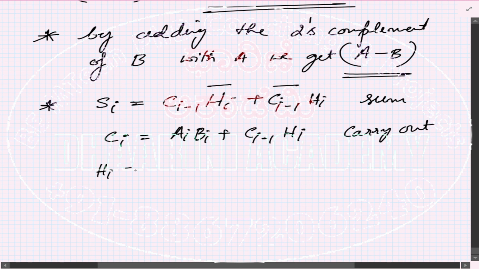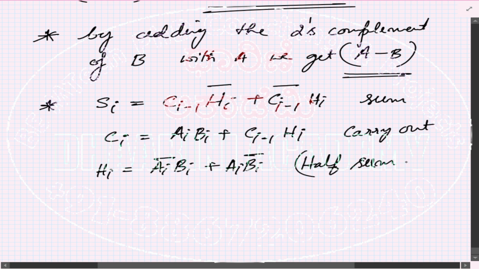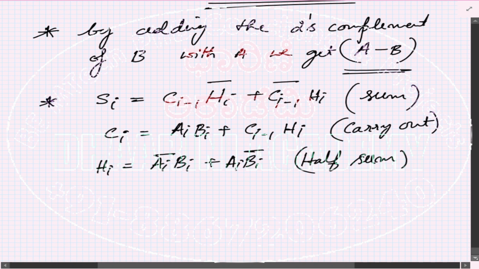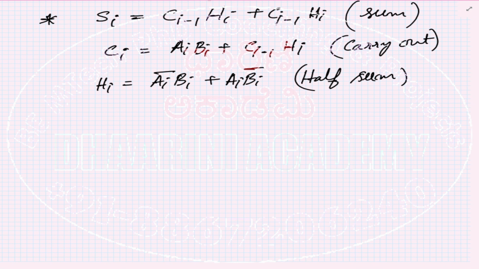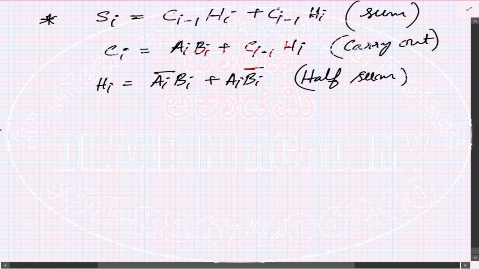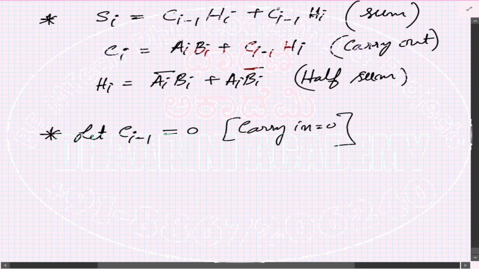And I also know that HI represents the half sum. So how do you calculate the half sum? This is AI bar BI plus AI BI bar. So I can write this as the half adder sum, or half sum. Now let's do the modifications in these equations to get our other operations. In the above equation, let CI minus 1 become equal to 0, which means my input carry is 0. Carry in is equal to 0.